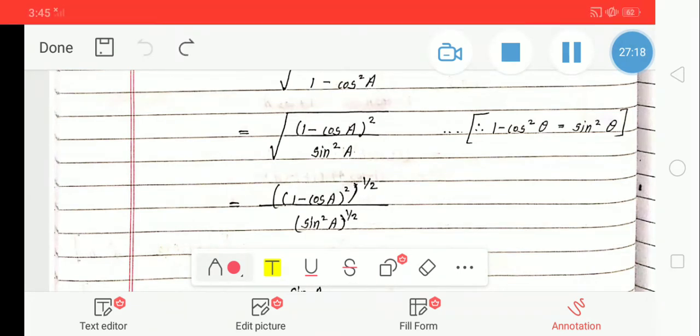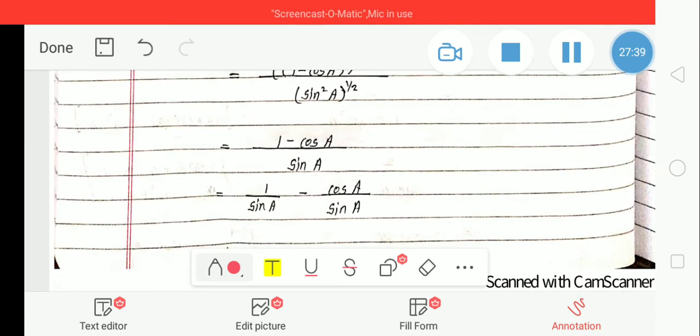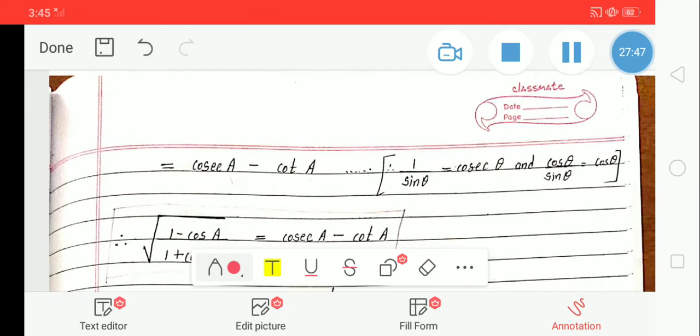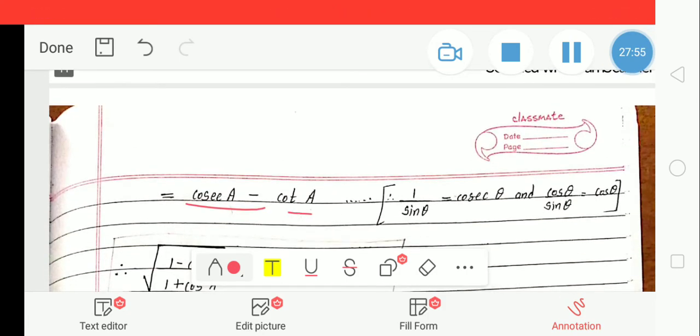Now under root means 1 upon 2, 1 upon 2, so 1 minus cos square 1 by 2 means 2 by 2, so that is 1, and here also sin square, so 2 by 2. 1 minus cos A sin A. So we take separately 1 upon sin A minus cos A divided by sin A. We know that 1 upon sin A means cosec A, and cos A divided by sin A means cot A.